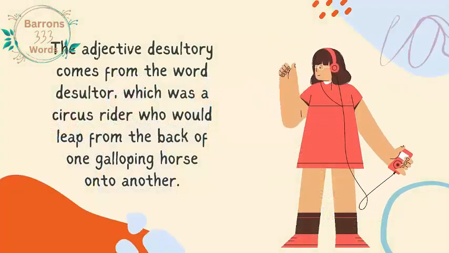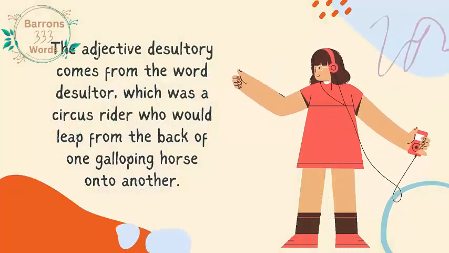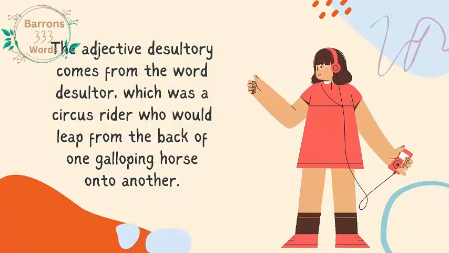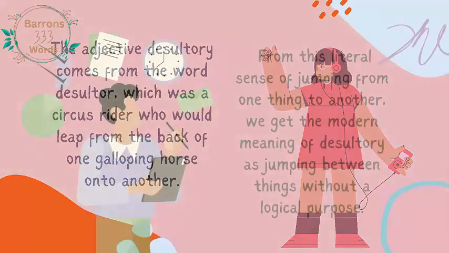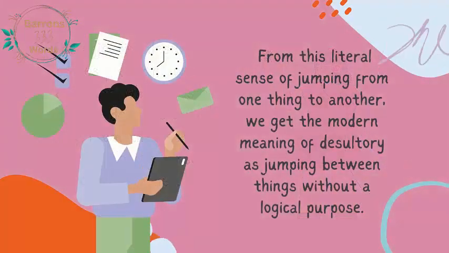The adjective desultory comes from the word desultor, which was a circus rider who would leap from the back of one galloping horse onto another. From this literal sense of jumping from one thing to another, we get the modern meaning of desultory as jumping between things without a logical purpose.